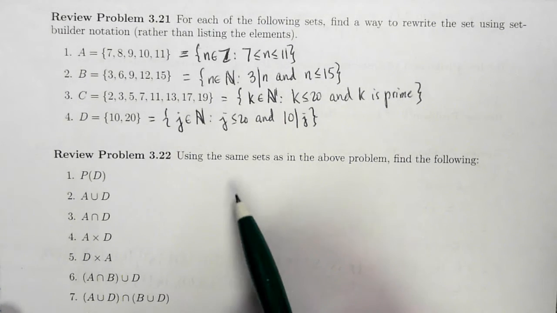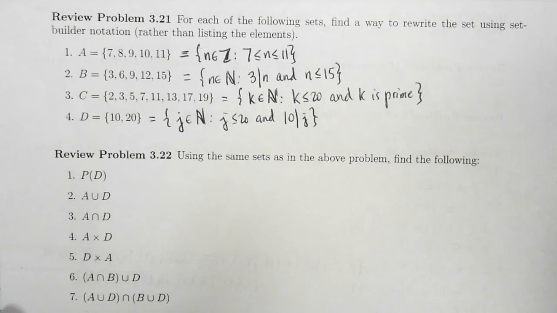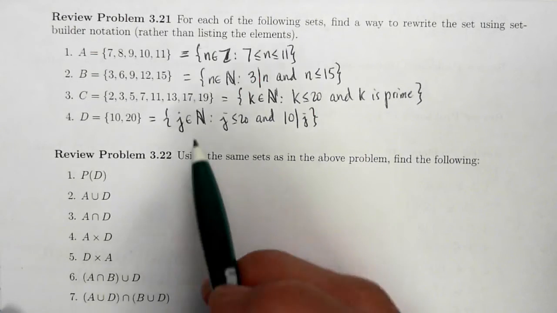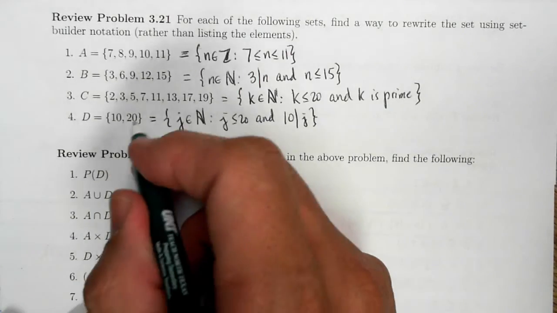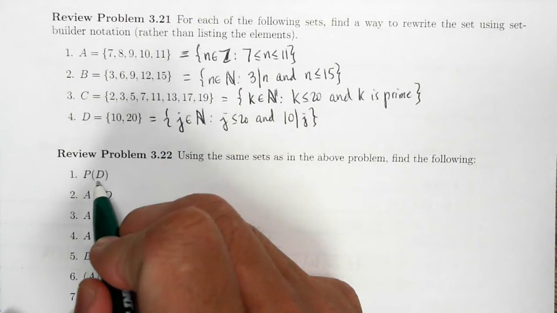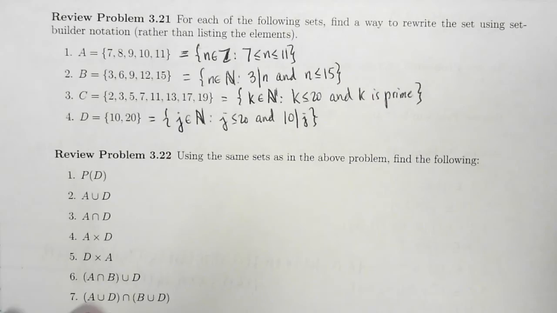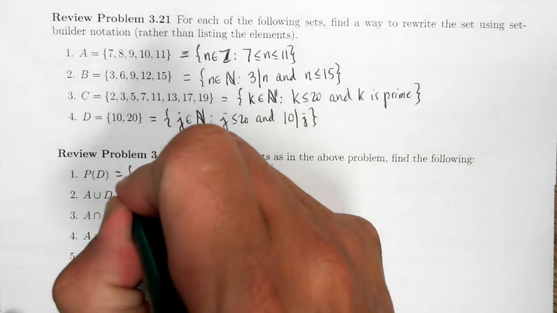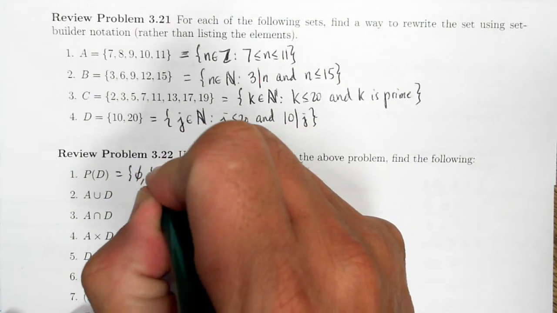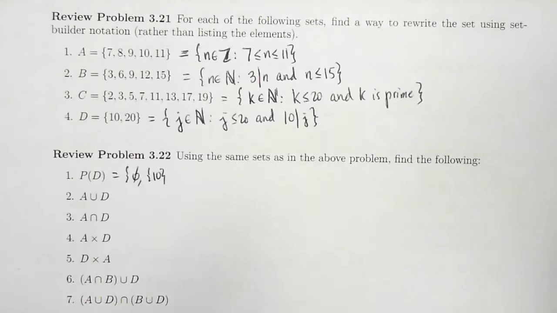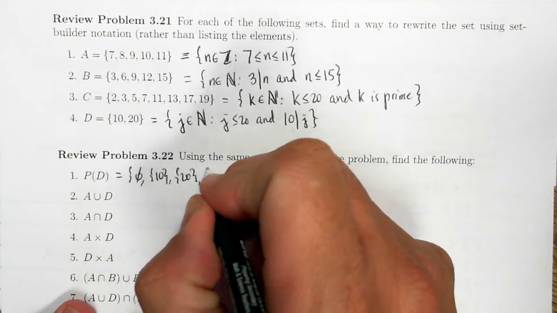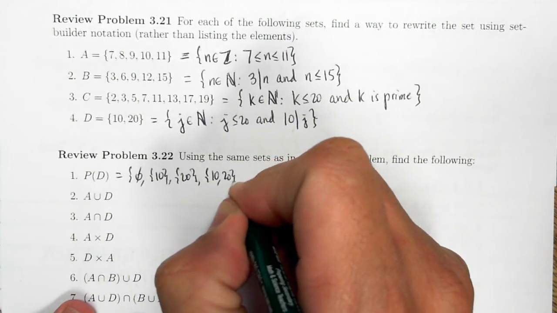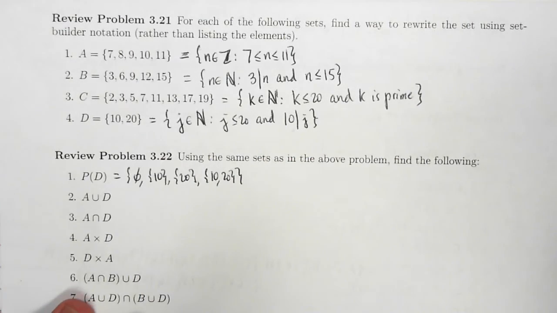Okay, now let's take a look at these sets down here and figure out what all of these are based on the definitions here. First, the power set of D. D has 2 elements, and so the power set will have 2 to the 2, or 4 elements. So this is equal to the empty set, the set containing 10, the set containing 20, and the set containing 10 and 20. So that's the power set for D.